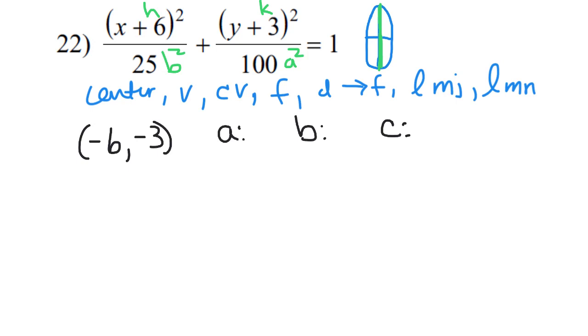Well, we know that A squared is 100, so A must be 10. We know that B squared is 25, so B must be 5.